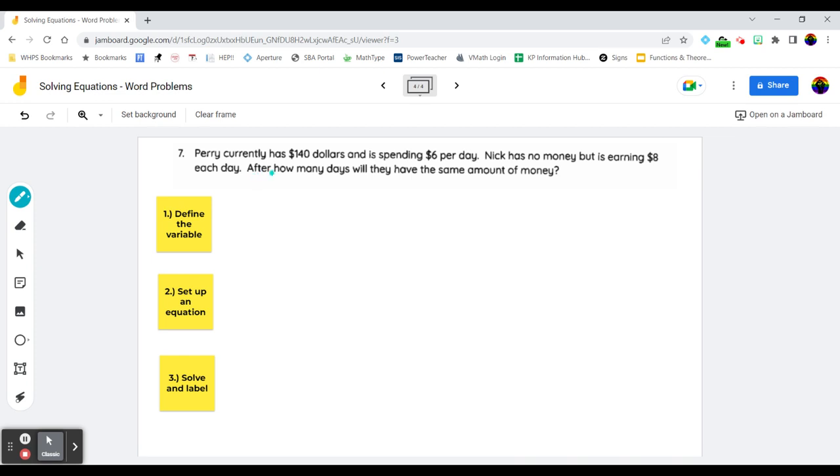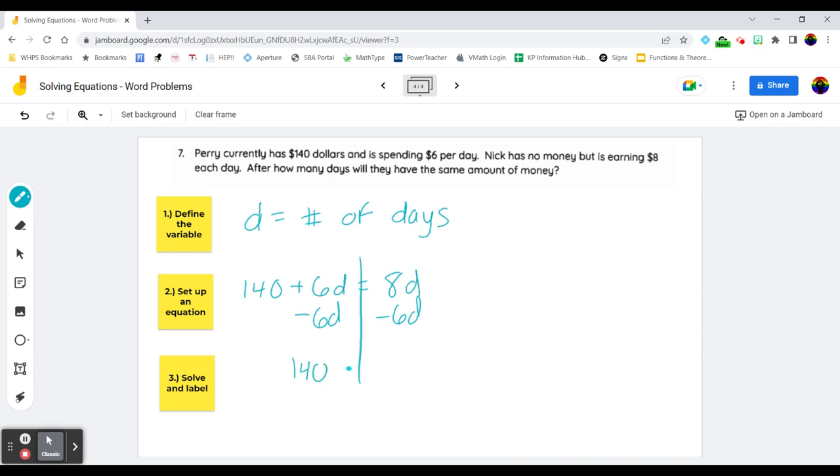And this last one says, after how many days will they have the same amount of money? So the variable is going to represent the number of days. Perry has 140 and is saving 6 per day. Nick has no money, but I don't really need to write 0 in an equation. He's gaining 8 per day. That's all I need to write. So I'm going to subtract 6d and divide by 2. So it's going to take them 70 days to have the same amount of money.